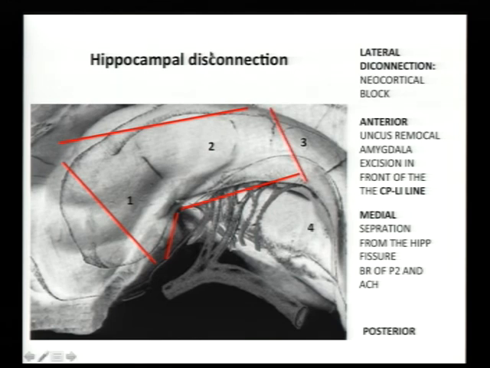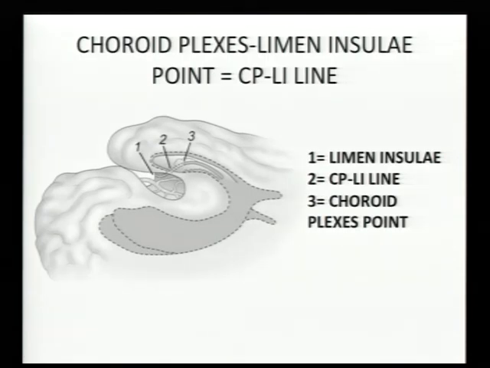And then finally, you have this posterior disconnection. So once you do this, the entire hippocampus is removed in toto. So this is a line called the CP line, which has been given in the textbook, but practically I have not found it to be so useful.